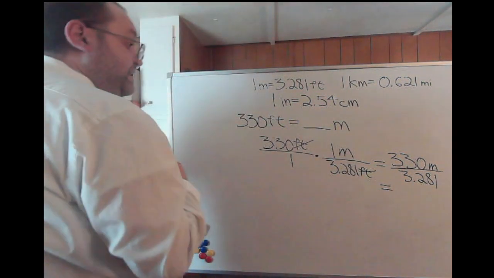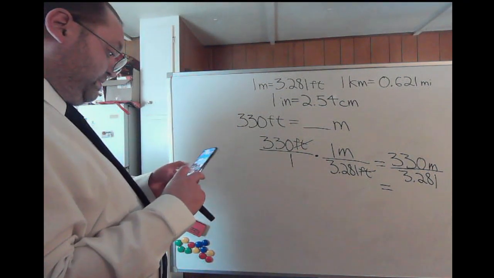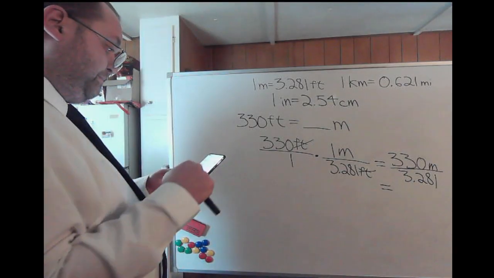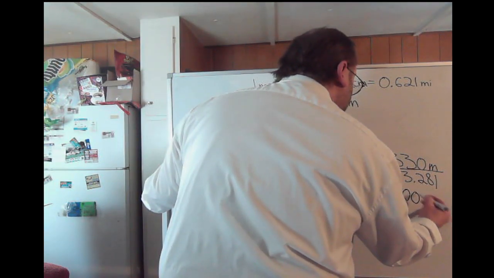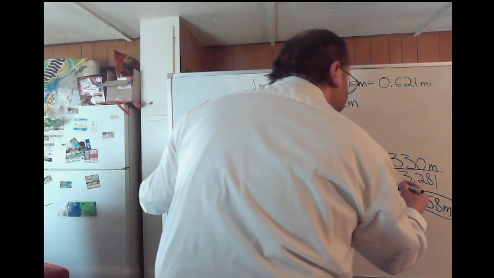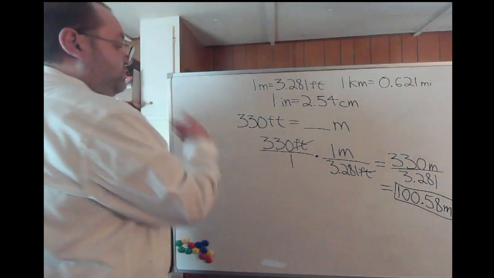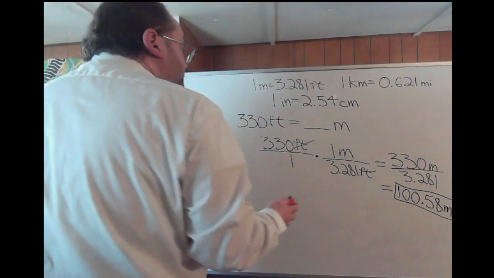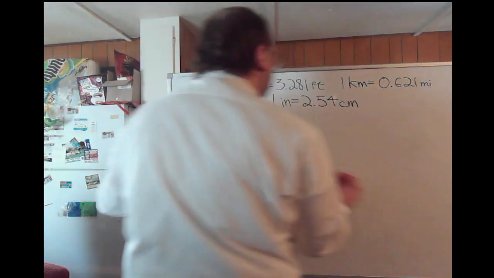which is going to give you, if we take this into the calculator, 330 divided by 3.281. You get about 100.58 meters. Approximately equal to 100.58 meters. So 330 feet is a little bit greater than 100 meters. So if you're going 100 meters, that's about 330 feet, and that's the length of most baseball foul lines. If you want to know where that number came from, the length of most foul lines in baseball is about 100 meters.